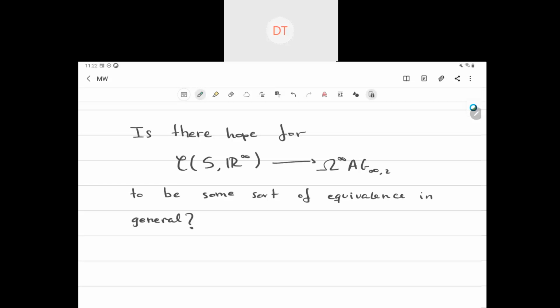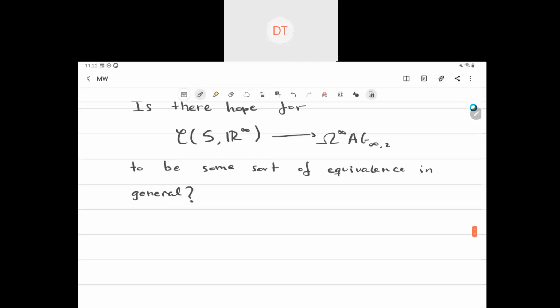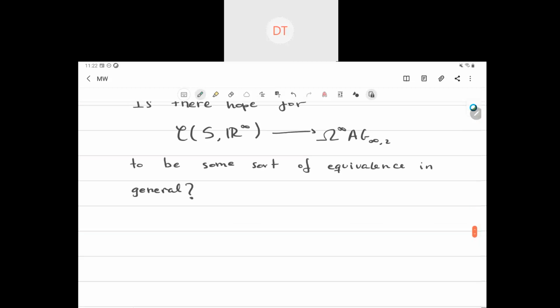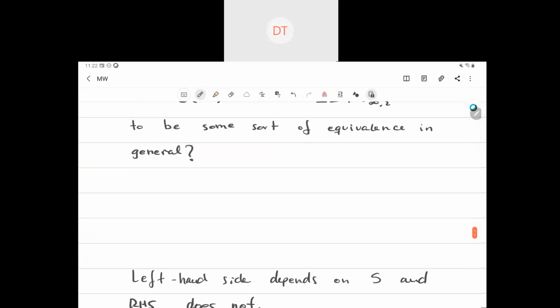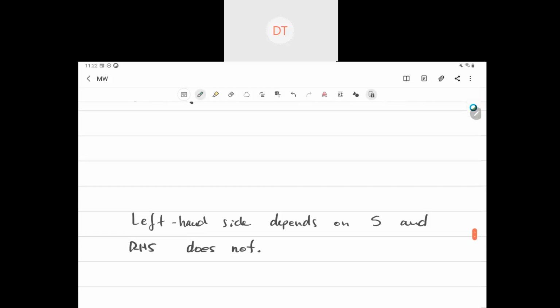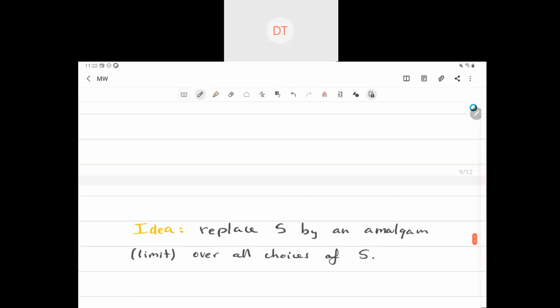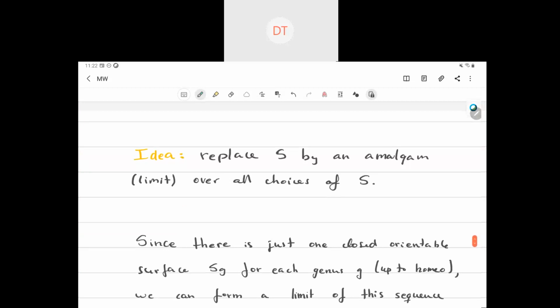So one idea to solve this is, all right, let's replace the left-hand side with something better. The idea is to replace S by an amalgam, I don't know if I'm pronouncing that right, over all choices of S. Since the problem is that the left-hand side depends on a choice of S, let's get rid of the choice. Let's choose everything. Let's replace S by all choices of S.